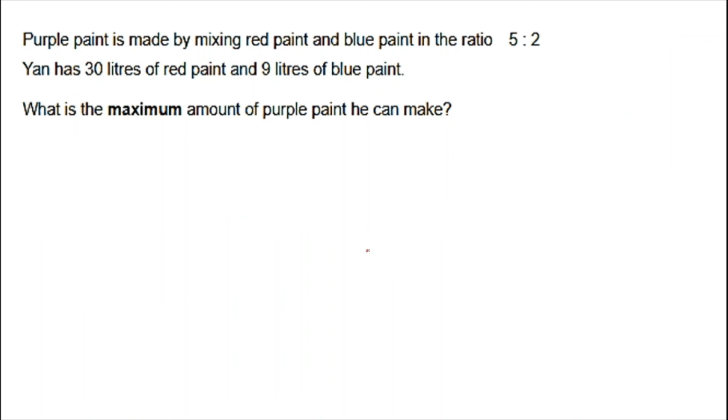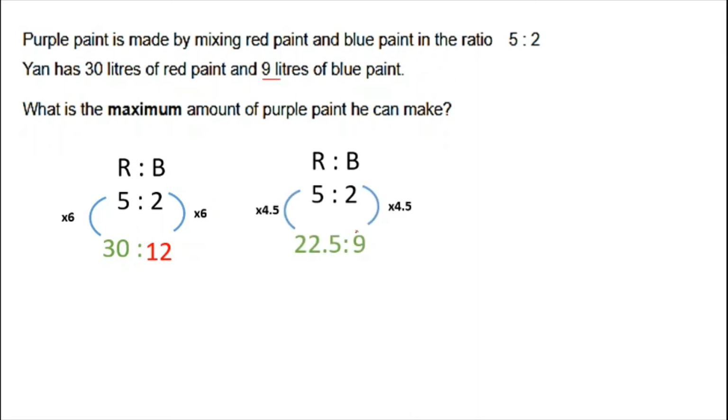And the final question, give this a go and then unpause it for the answers. Okay, this is a 4-mark question, and first of all, if you did your red to blue using all the reds, you'd have got 30 and 12, which unfortunately we can't do. So if we use all of the blue paint, we're going to get 22.5 litres of red paint used and 9 litres of blue paint. Add those together, 31.5 litres.